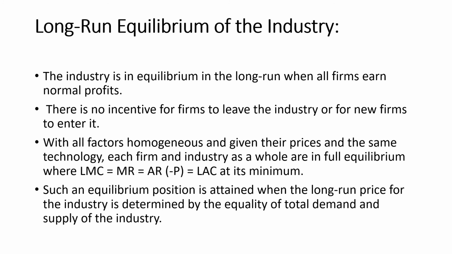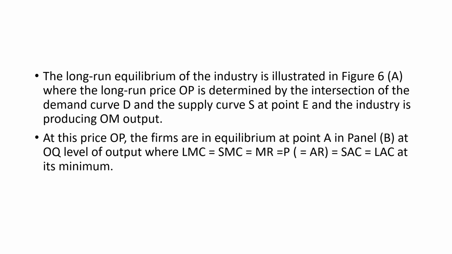Now, such an equilibrium position is attained when the long run price for the industry is determined by the equality of total demand and total supply. When I say total supply, it means the supply of the industry. Now, the long run equilibrium of the industry is illustrated in figure 6. If you look at section A, you could see that the long run price OP is determined by the intersection of the demand curve and supply curve.